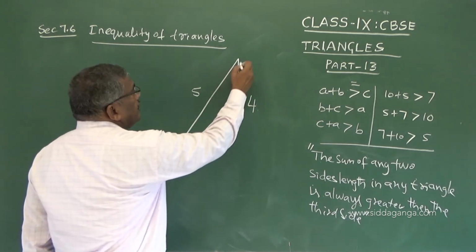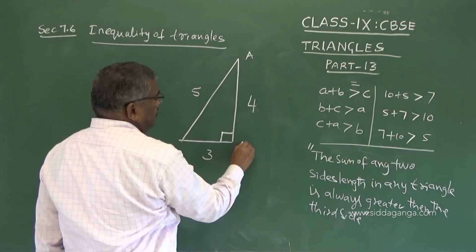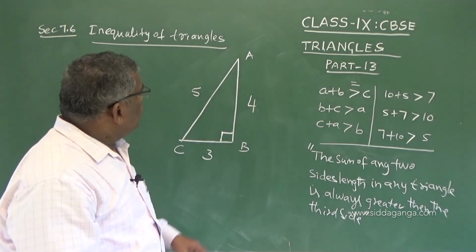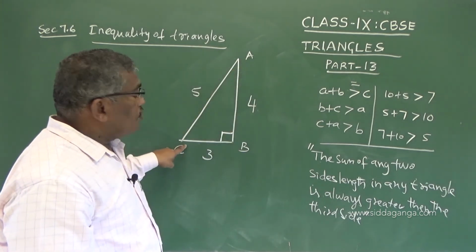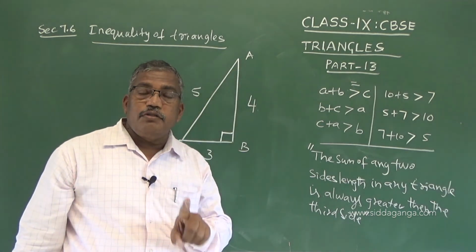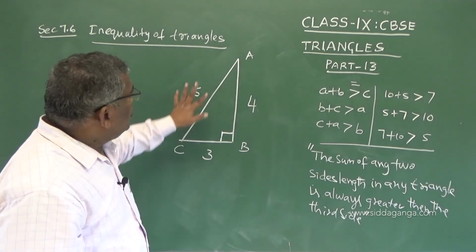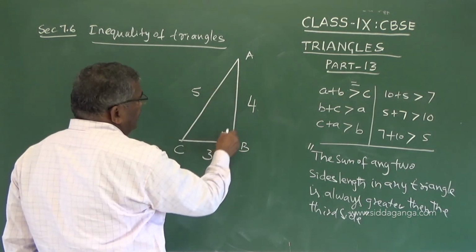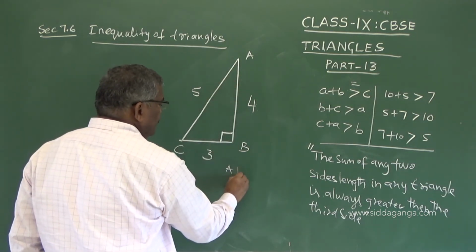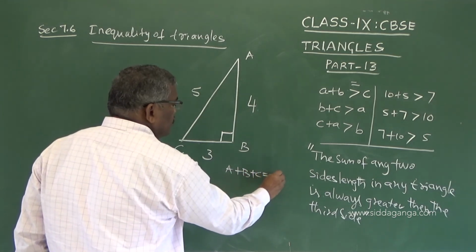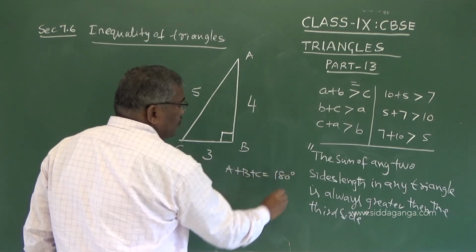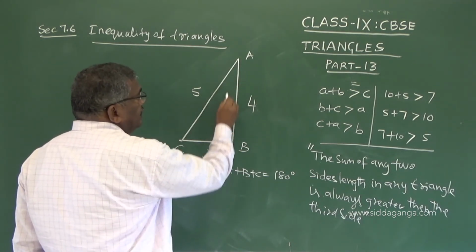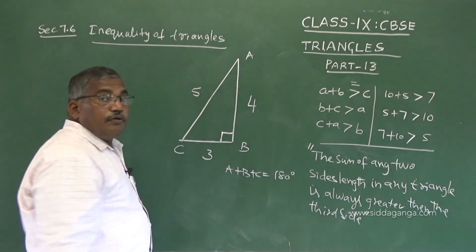This is a right angle triangle. This is A, B, C. Now you observe here, AC is the hypotenuse. You know that in a right angle triangle, hypotenuse is the largest side. So you know that the total of ABC angles, A plus B plus C, is equal to 180 degree, and when this is 90 degree, the sum of A plus C must be equal to 90 degree.